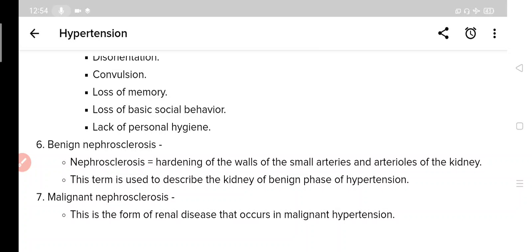As you already know, hypertension is classified as either benign or malignant. So if hypertension is benign and it causes nephrosclerosis in kidney, then it will be called benign nephrosclerosis. And if hypertension is malignant and it causes nephrosclerosis, then it will be termed malignant nephrosclerosis.